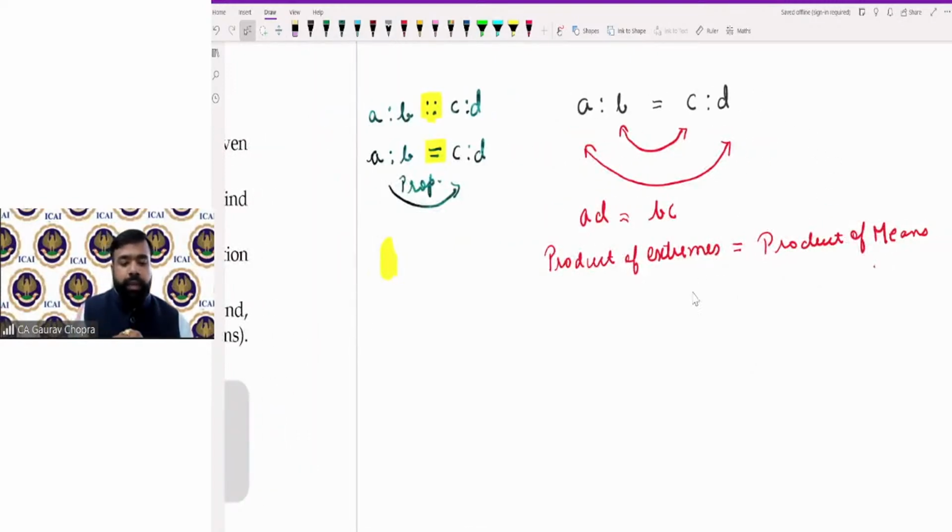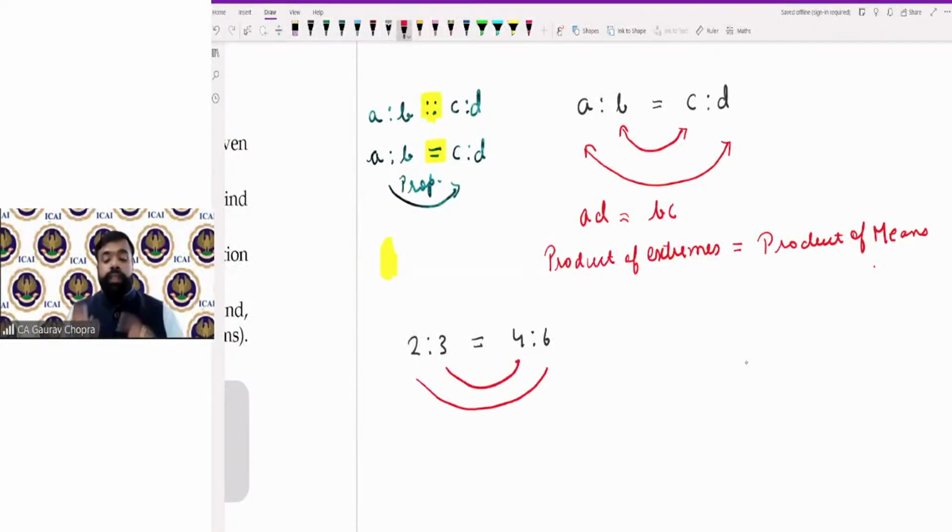Let us take one simple example. Let's say there is one ratio 2 is to 3 and the other ratio is 4 is to 6. So these are the two ratios. Are these two ratios equal? We can check this out. Put an equal to sign in between. Now apply the formula, product of means and product of extremes. So 2 into 6 is 12, and 3 multiplied by 4 is also 12. So both of them are equal. That means these two ratios are in proportion.